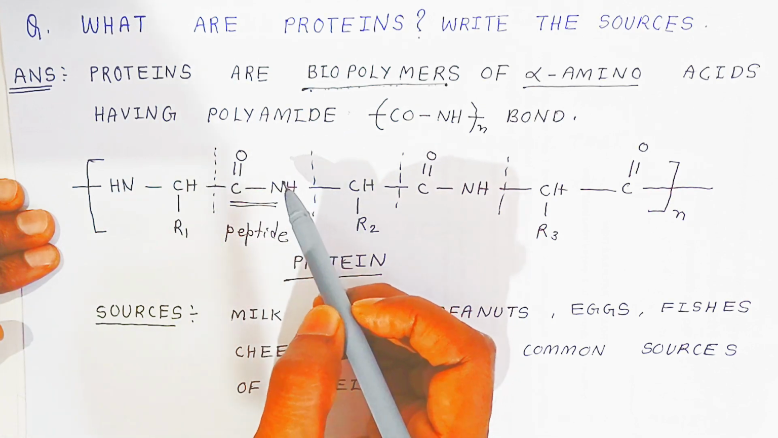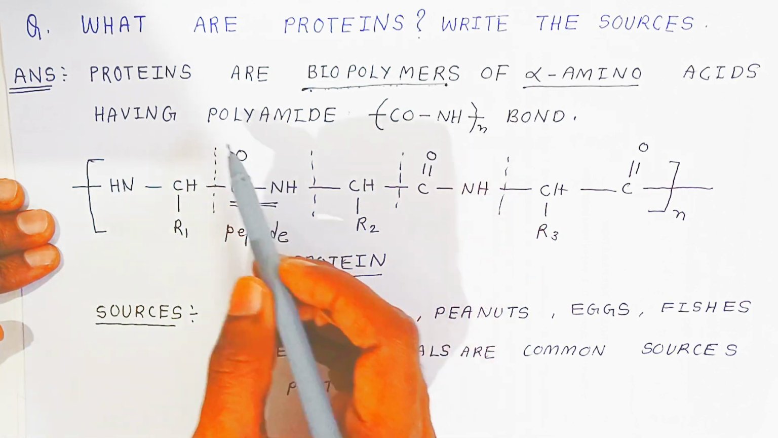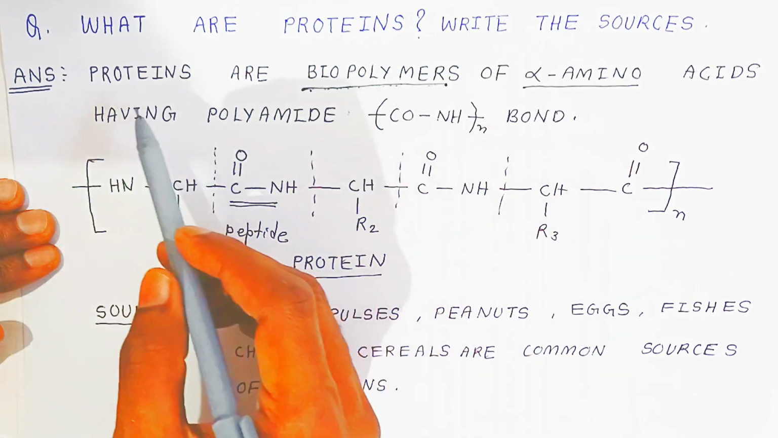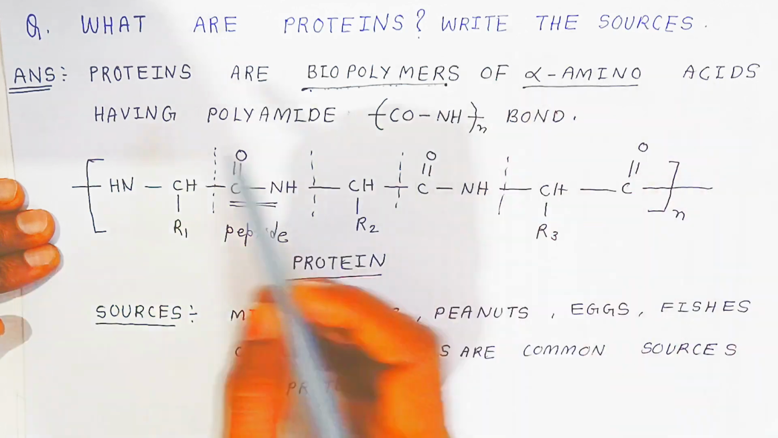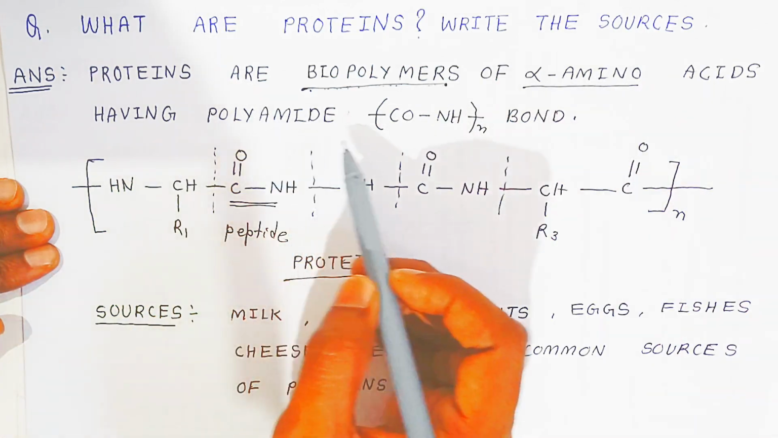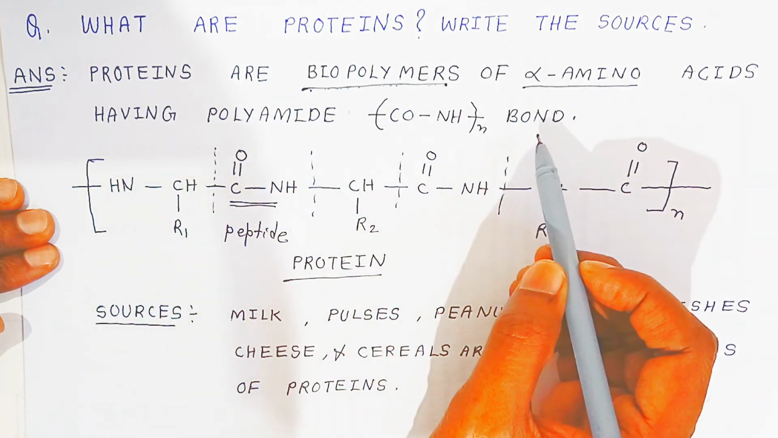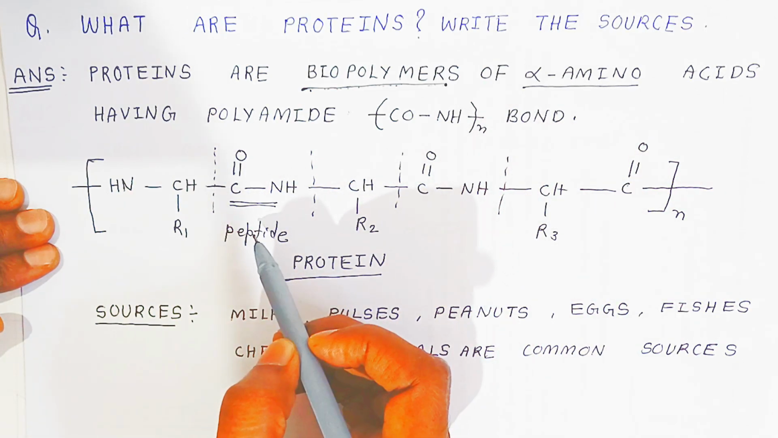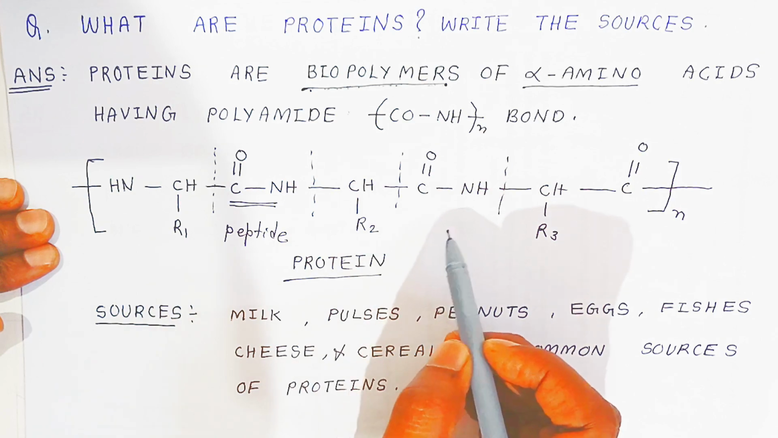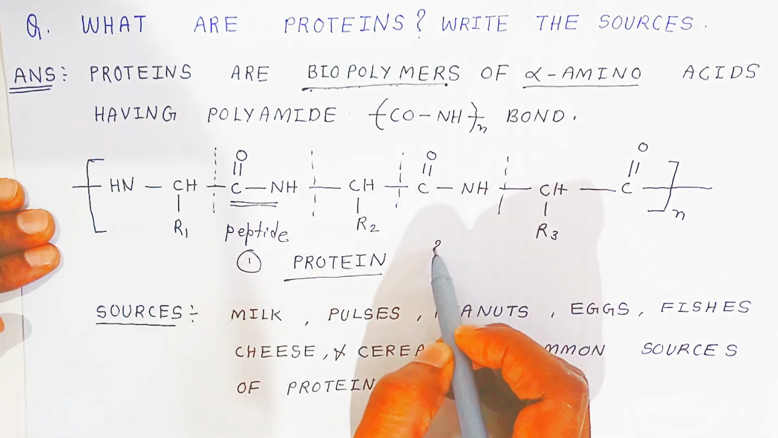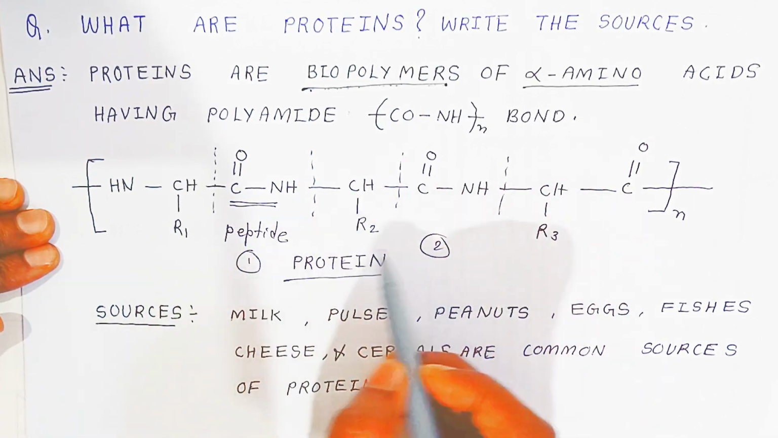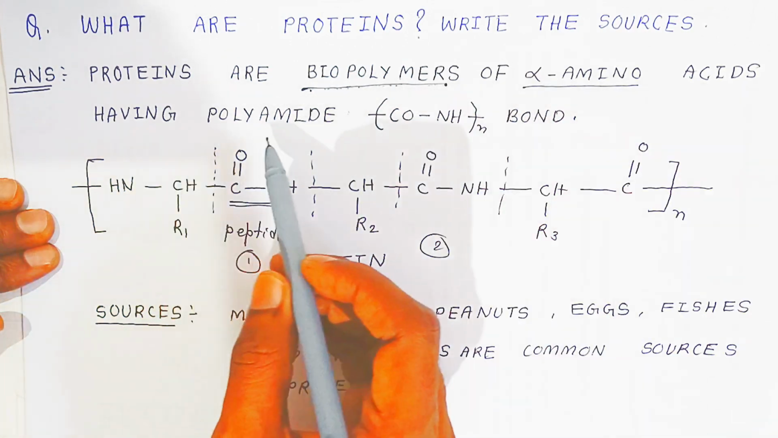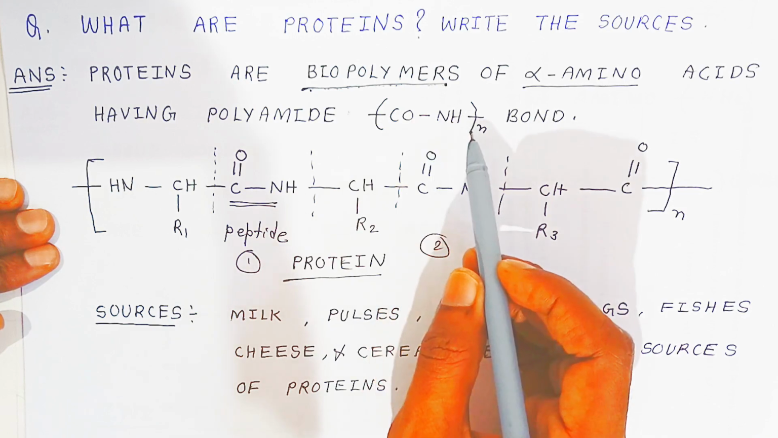Understanding students? So carbonyl and ammonia bond is also called as what? Polyamide bond. An individual we call as peptide. So proteins are biopolymer of alpha amino acid having polyamide, carbonyl and ammonia bond. That is also called as what? Peptide. If it is containing one peptide bond, two peptide bonds, we call as dipeptide. Understanding students? So this is first and this is second. So we call as what? Dipeptide. So proteins are biopolymer of alpha amino acid having polyamide, carbonyl and ammonia bond.